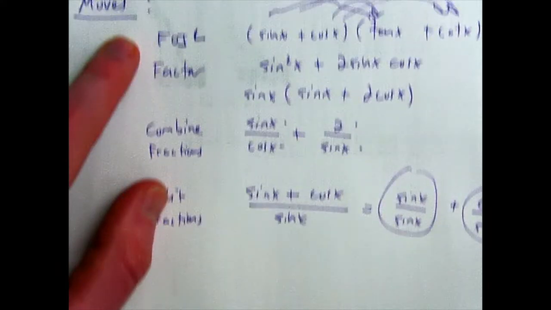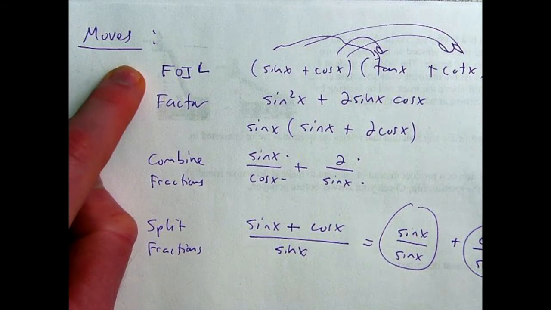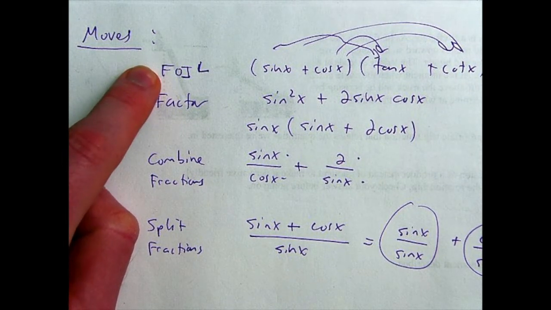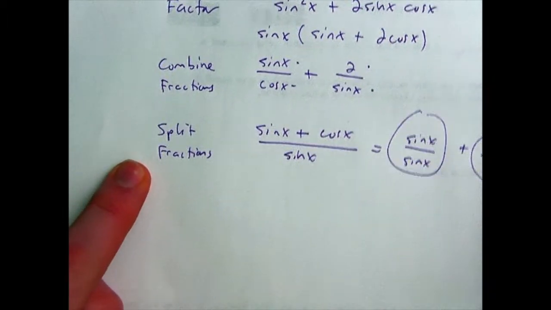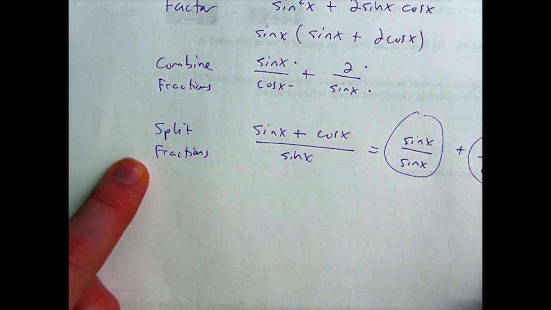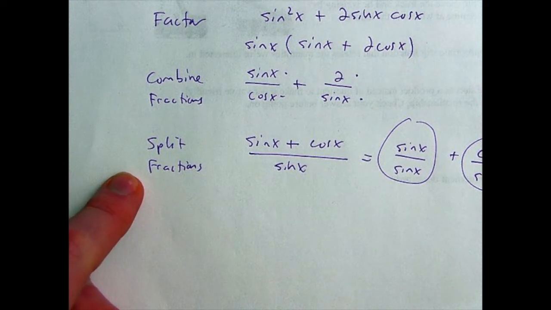So these four moves are some of the most important: multiplying things out, in other words, foiling, factoring, combining fractions, and splitting fractions. Those are the four moves that you'll use the most often when trying to prove trig identities or simplify trigonometric expressions.